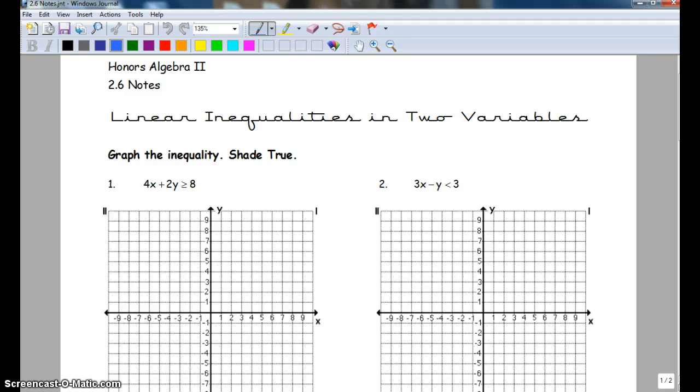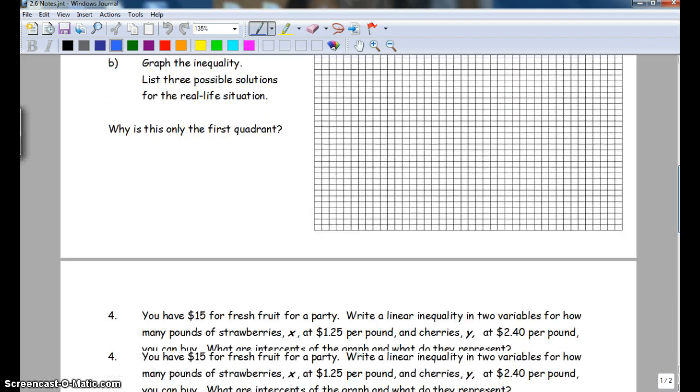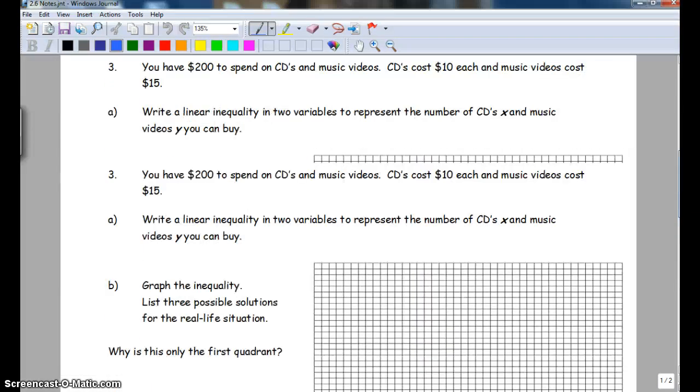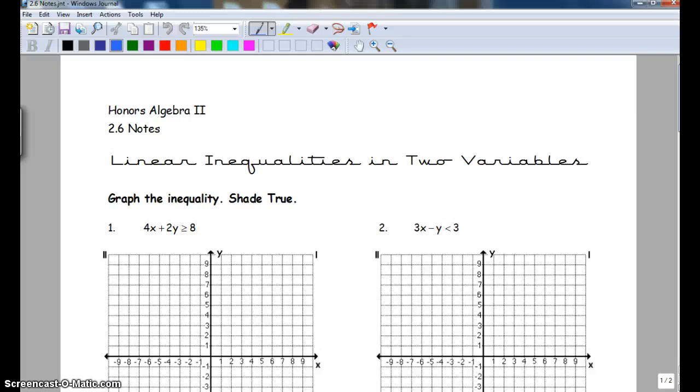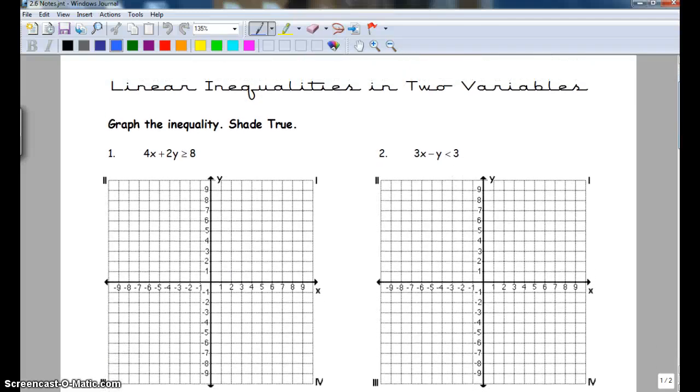You may have done this before, and it should not be too challenging. We're just going to go through problem number 4, which is right here, and then we'll do the cricket problem in class tomorrow as review. Okay, so here we go. You may want some highlighters if you want to make your graphs extra pretty, but it is not necessary.